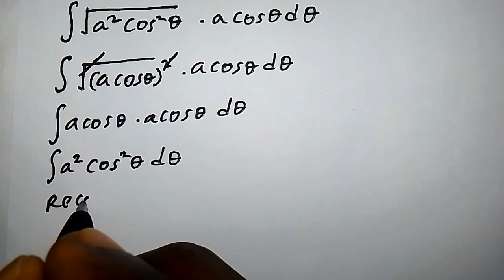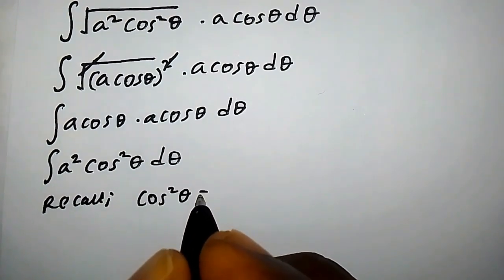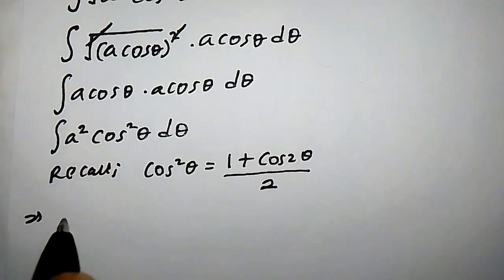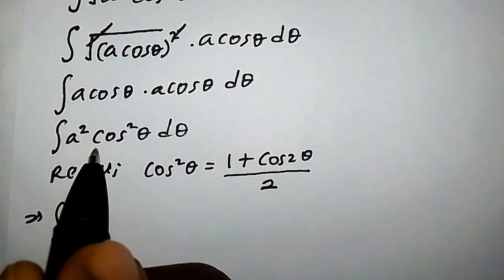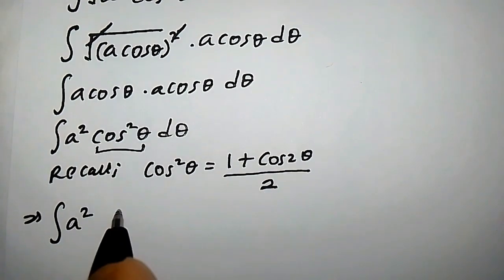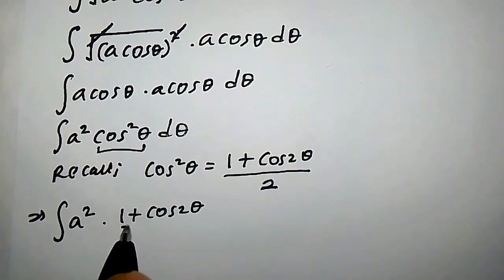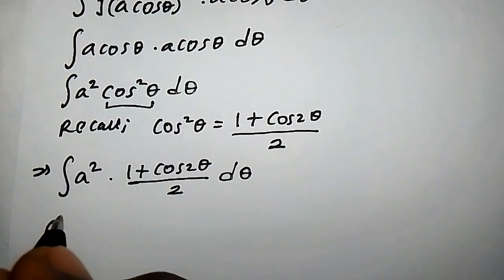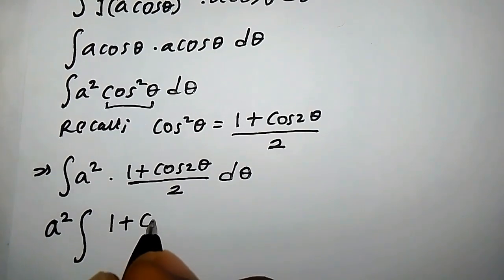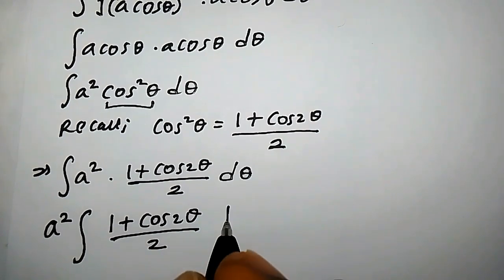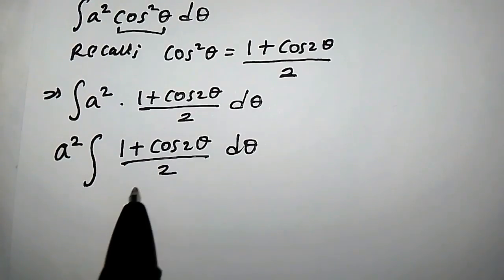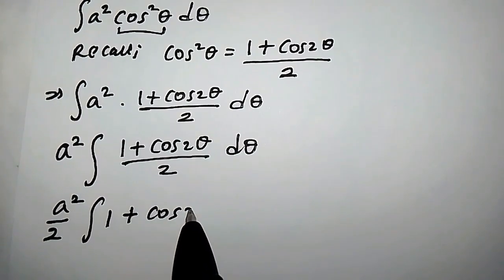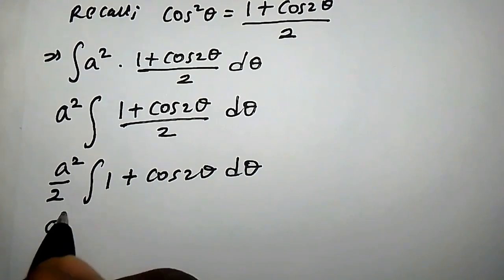Also, recall that cos squared theta is equal to 1 plus cos 2 theta divided by 2. This implies that the integral of a squared, in place of cos squared theta, we write 1 plus cos 2 theta over 2 times d theta. We can factor out a squared. It is a constant. So we have a squared times the integral of 1 plus cos 2 theta divided by 2 d theta. Also, we can factor out this 2. It is a constant. So we have a squared over 2 times the integral of 1 plus cos 2 theta d theta.